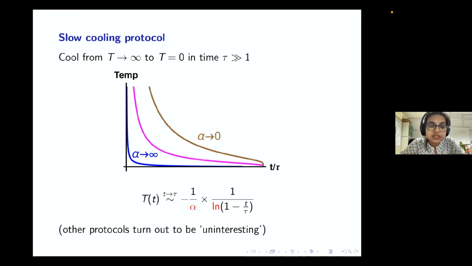There is another question in the chat box. Quenching to 0 temperature, the system will never freeze in any metastable state? Not in this model. If I have disorder, then I can expect that, but not in this model, no.